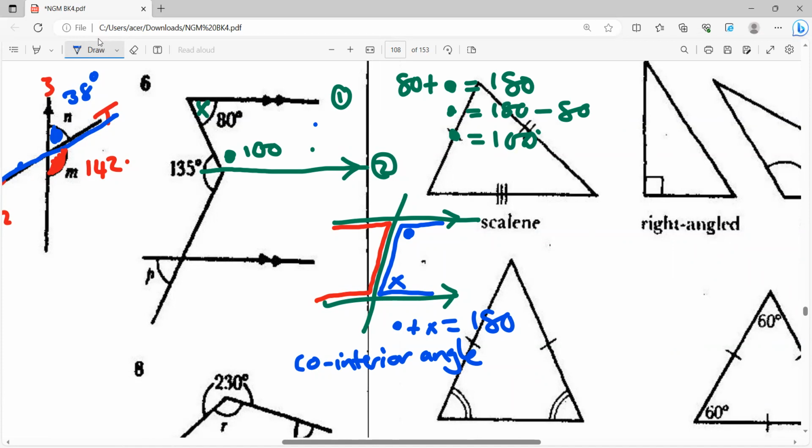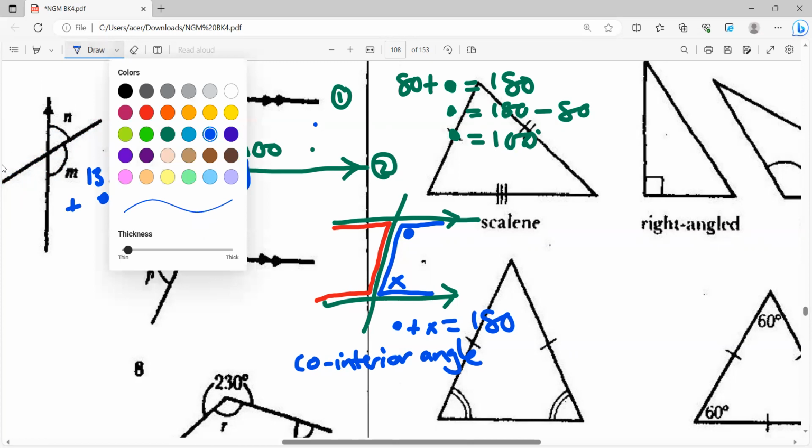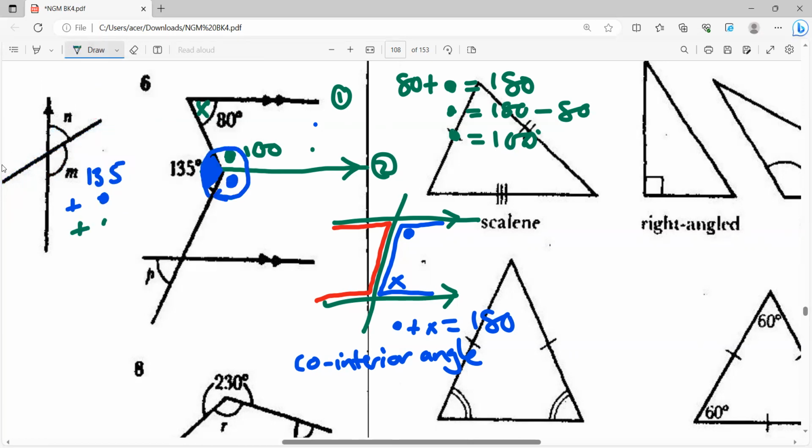We need to find this guy, and we don't have any clue. So the best thing we must do is to find that guy. So since all these angles are around a point, they are forming some kind of a circle. We know that these angles should give us what? Should add up to 360. So for you to find that guy, let me do it here. You're going to say 135 plus the blue dot plus the green dot must give you what? 180 degrees.